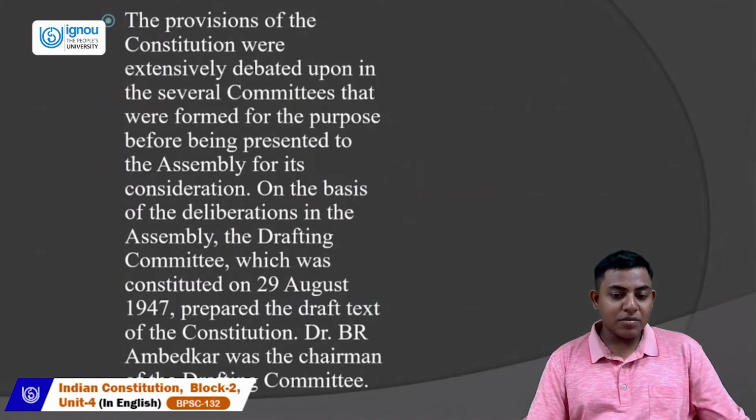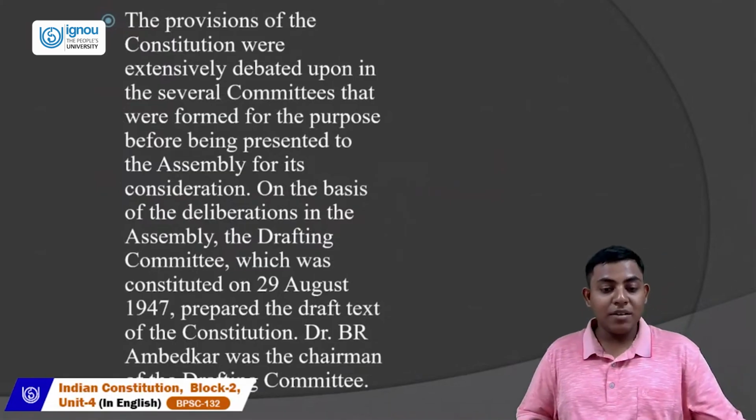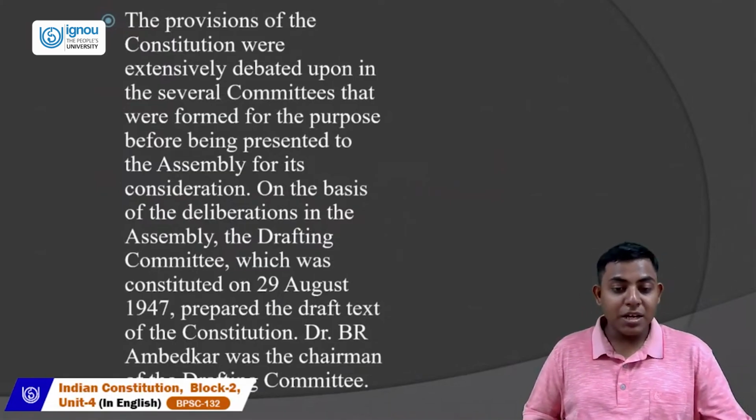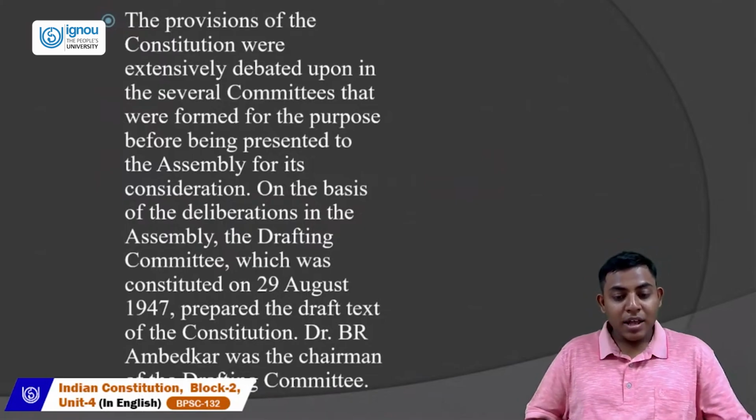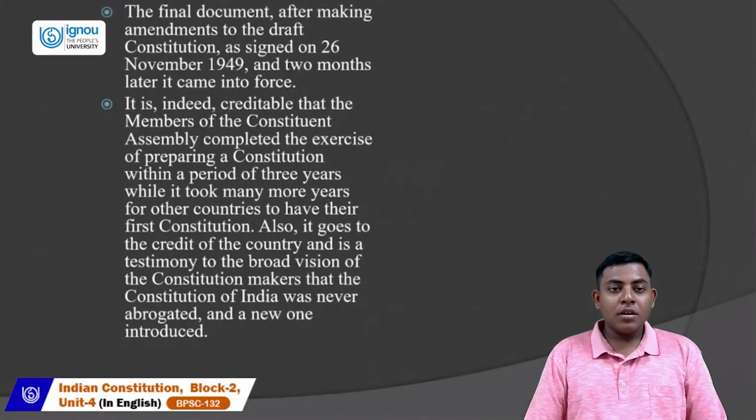So the different provisions of the constitution were extensively debated in the several committees that were formed for this purpose, and on the basis of the deliberations, the drafting committee was constituted on 29 August 1947, and it prepared the draft text of the constitution, and Dr. B.R. Ambedkar was the chairman of the drafting committee. So the final document, after making amendments to the draft constitution, was signed on 26 November 1949, and 2 months later it came into force.